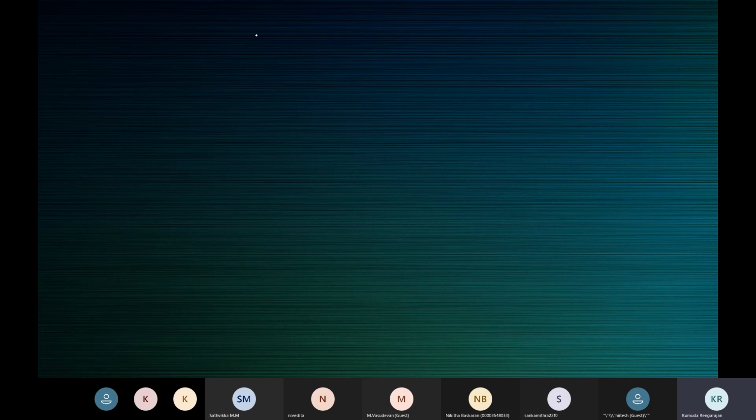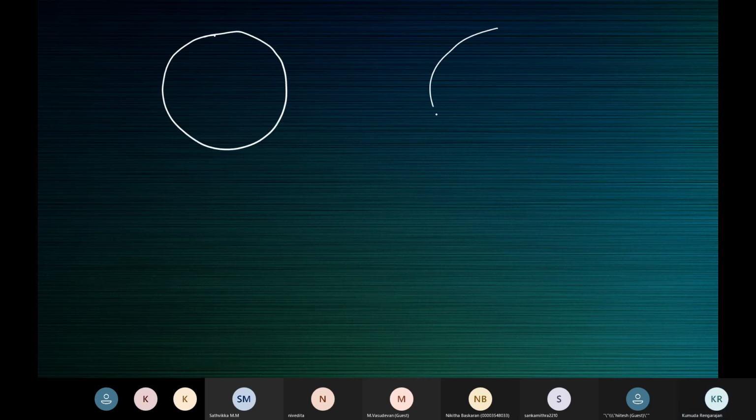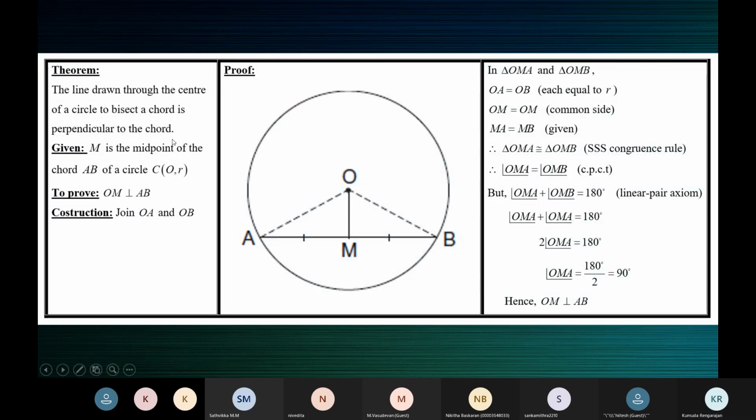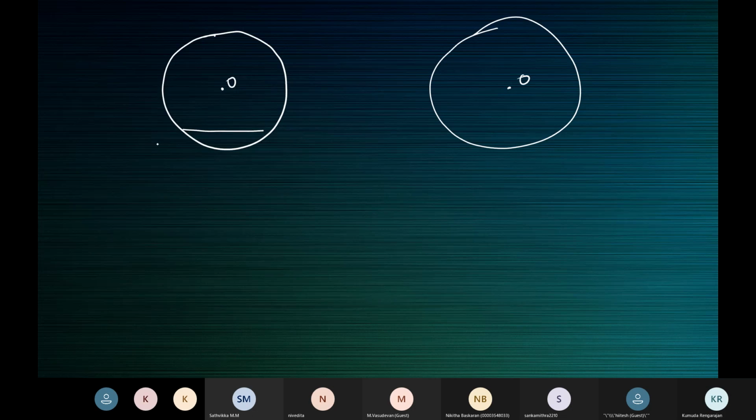So children, the two theorems, the theorem and its converse, they're very, very simple. We'll see it again. We're given a circle with center O. Here also we have a chord AB. In the converse also we have a chord AB.